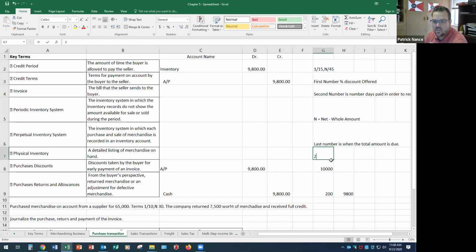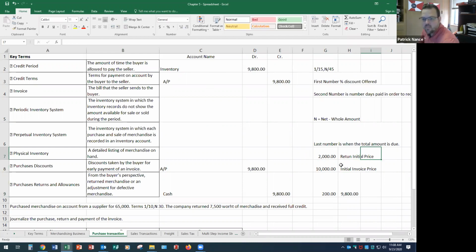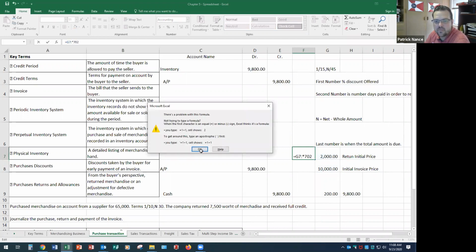So let's say that I return $2,000 worth of inventory, and when they give you that number in the book, they're talking about $2,000 from the initial price. This is a 10,000 was the initial invoice price. This is the return amount from that initial price. So since I didn't book all 10,000, I took the discount out. I need to figure out the discount on this. And I know I went and changed it, but it was 2%. It was the discount that we had on this before. So 2,000 times 0.02.